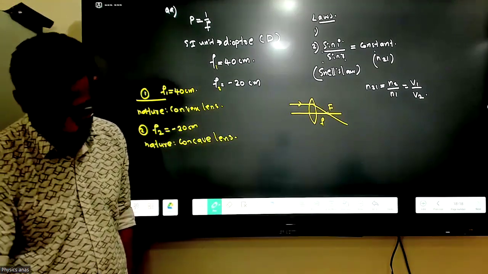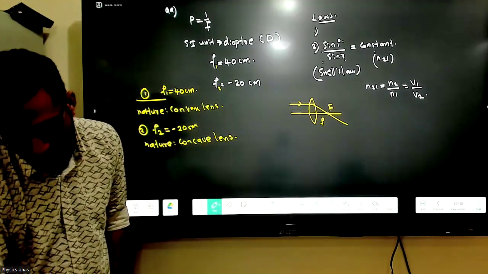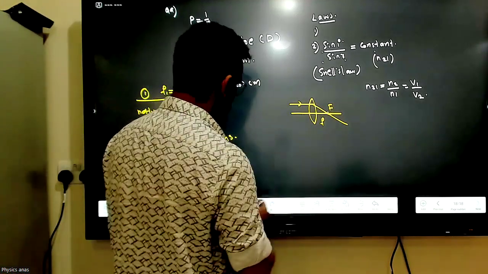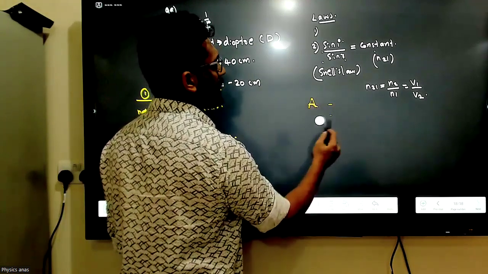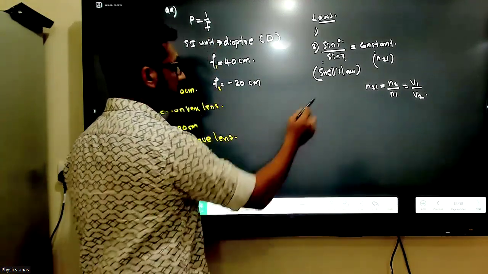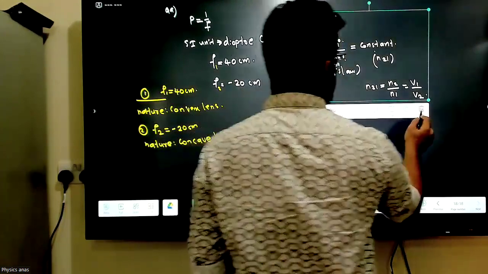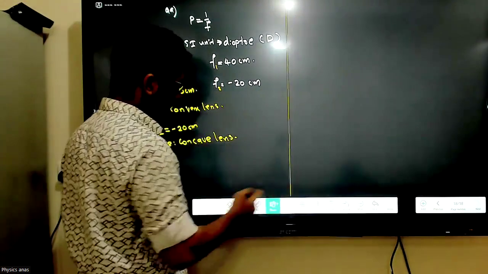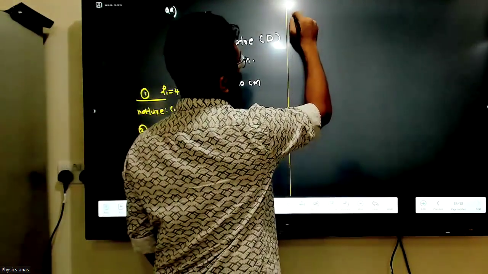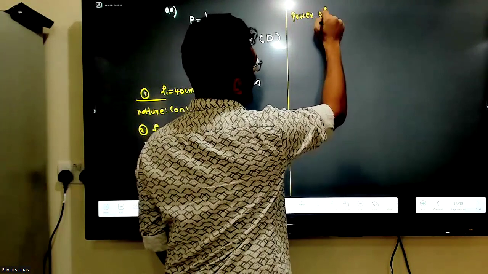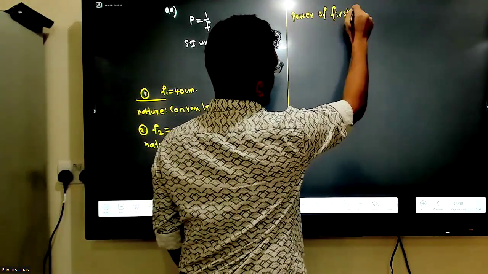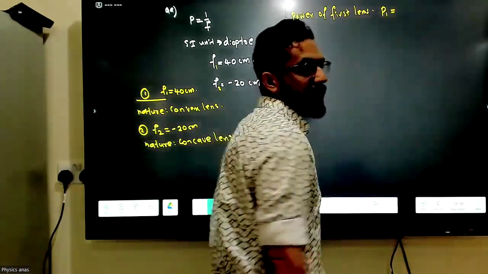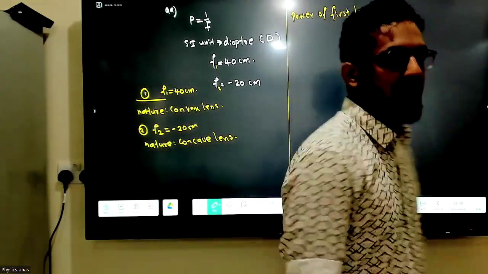And write the nature and the power of each lens. You have to find the power also. How can you find the power of a lens? Power of the first lens. You can call it P1. What is the equation for P1?